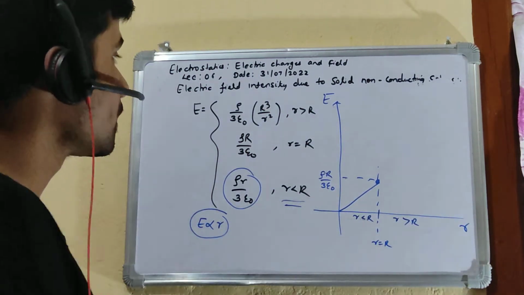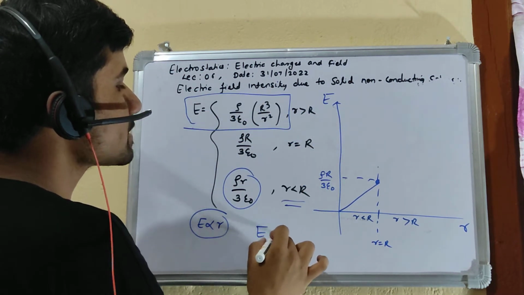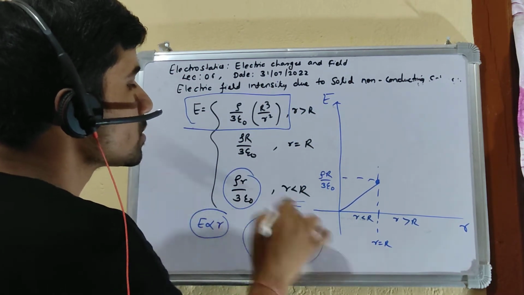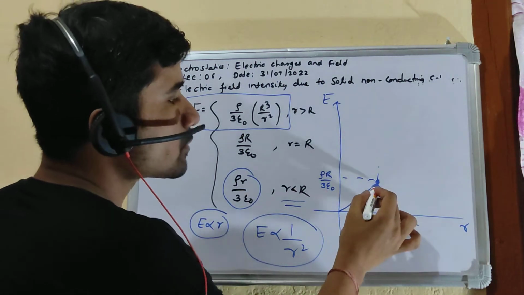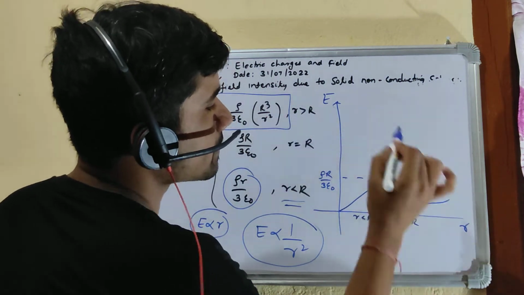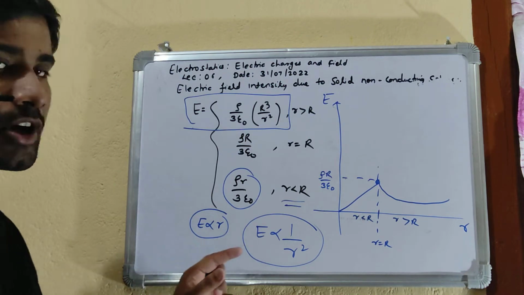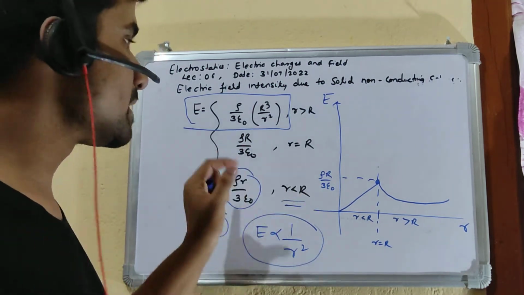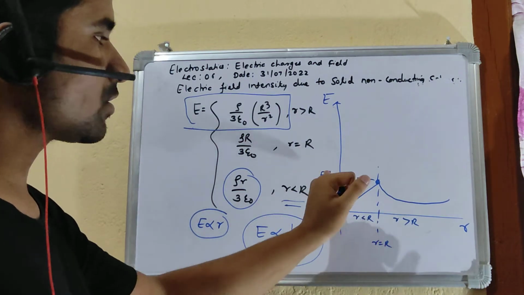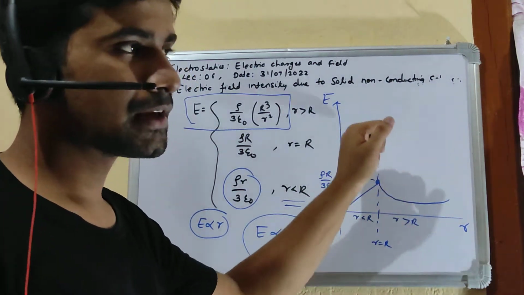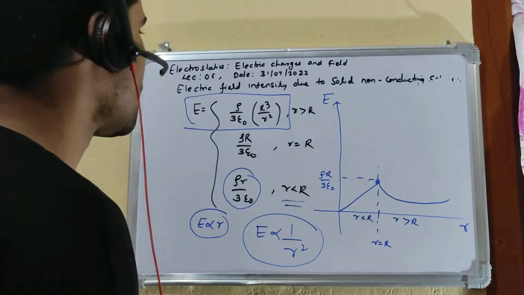For r greater than R, you can see in this case the electric field intensity is inversely proportional to the square of the distance from the center. So the graph will look something like this, right? Now you are able to relate how it varies: inside it is proportional to r, at the circumference it is a constant value, and after that it varies inversely, right? So the graph between E and r will look like this, right?